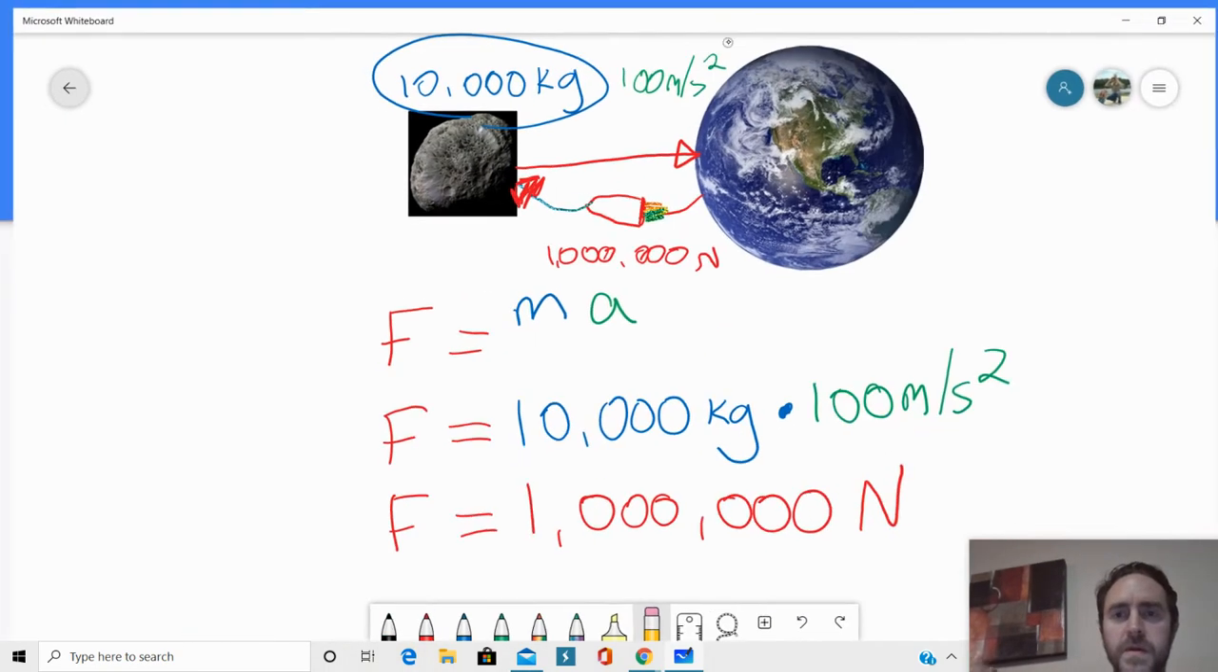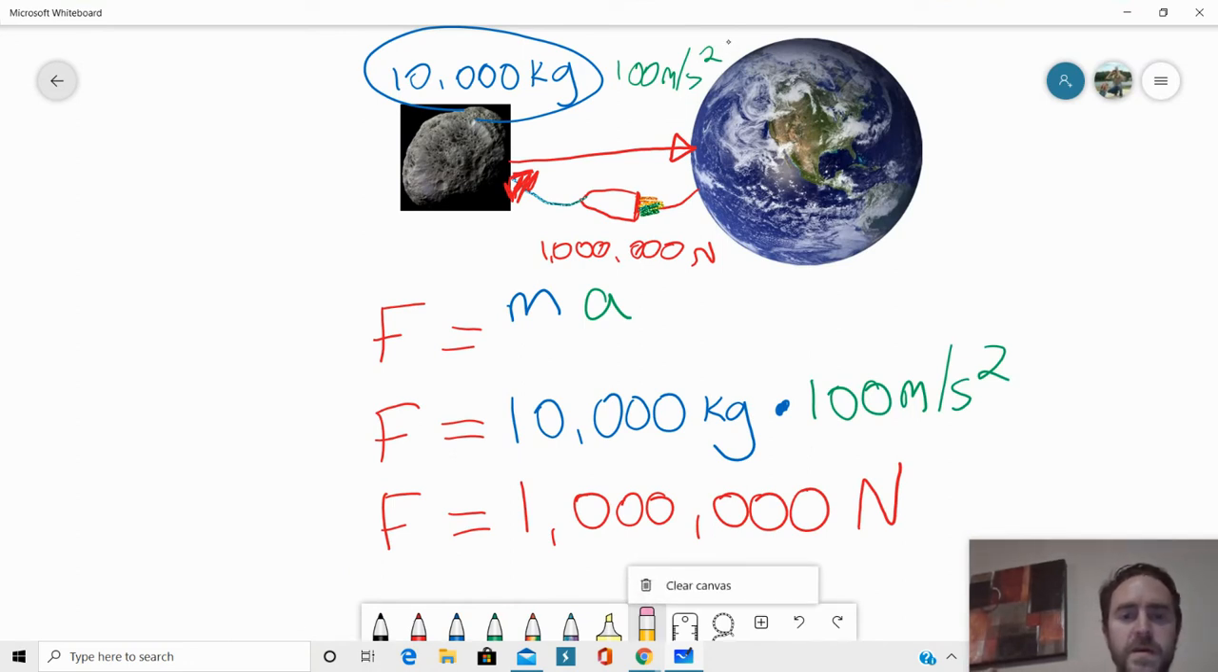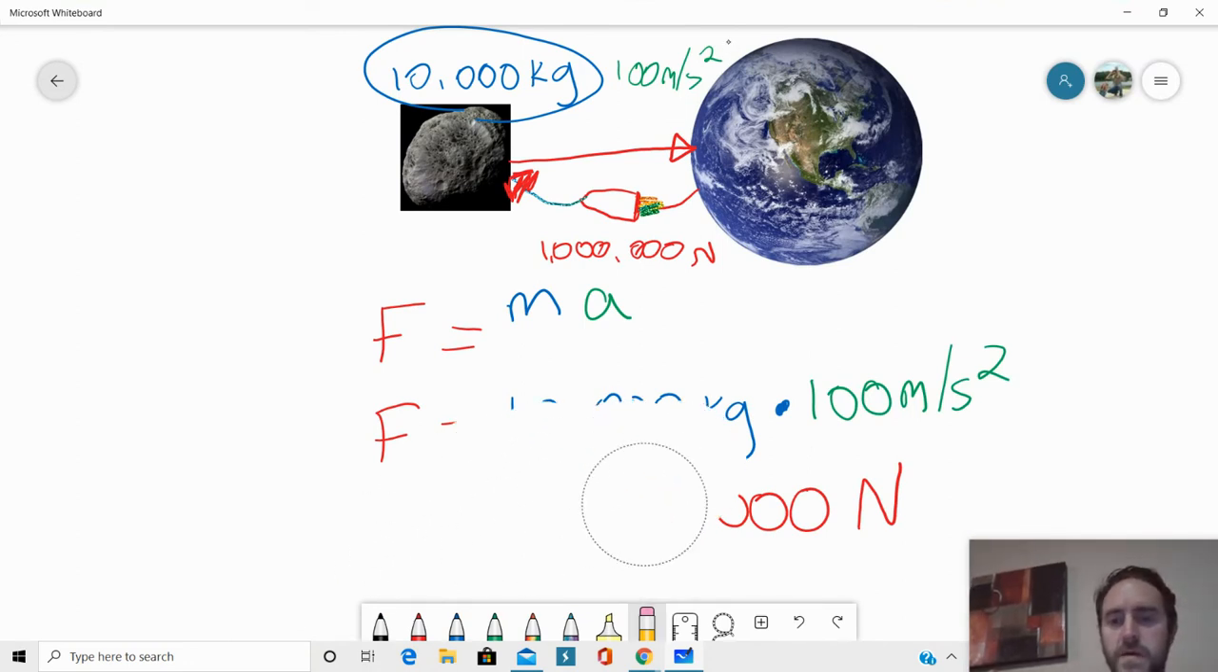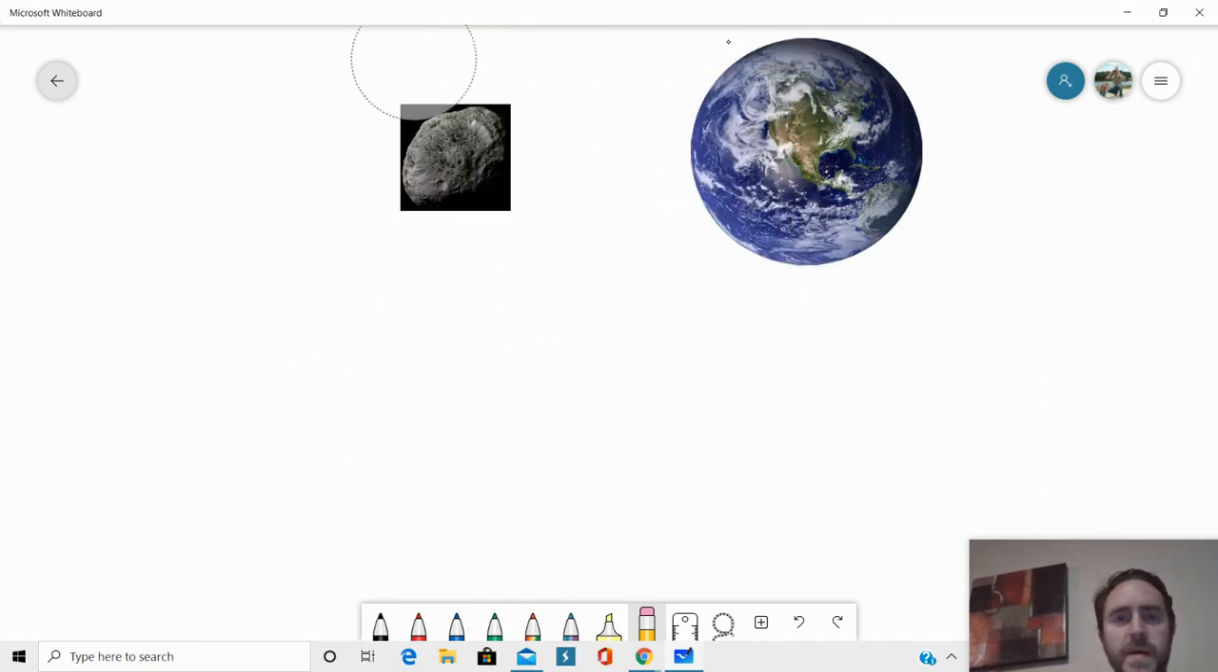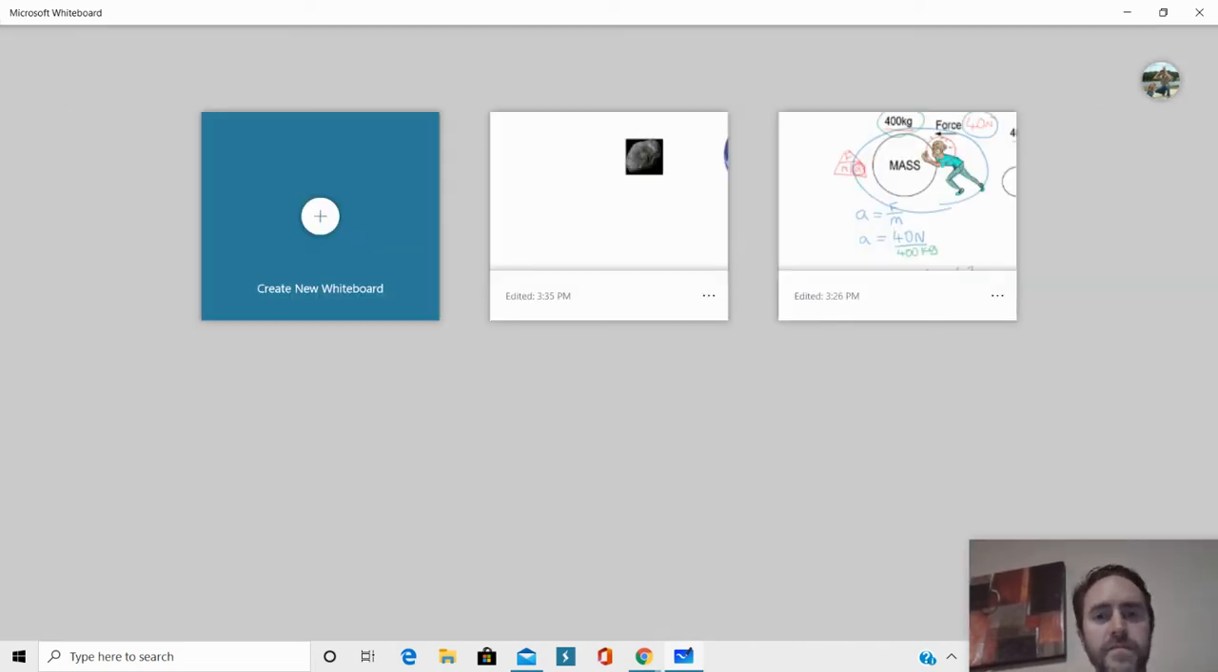Also, there's lots of other factors as far as wind resistance. We talked about fluid friction. That's actually the same thing as wind resistance. But just for simple calculations, that's how you can use F equals ma.